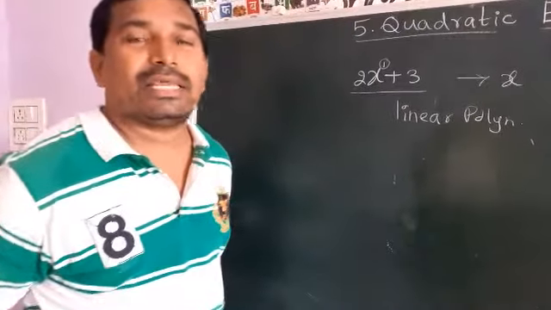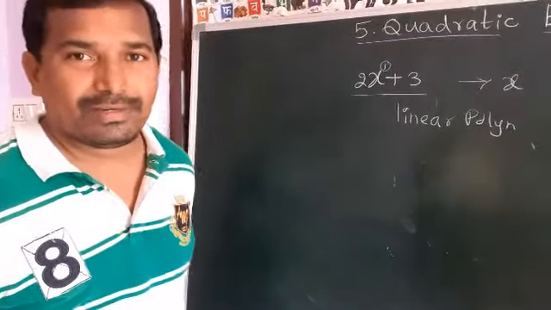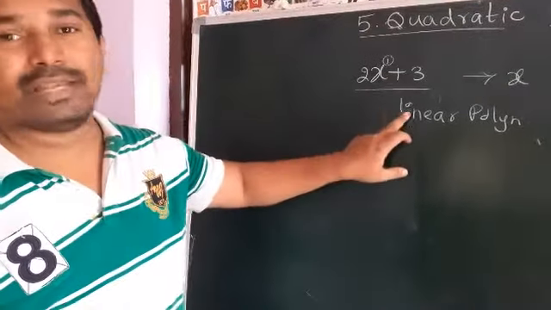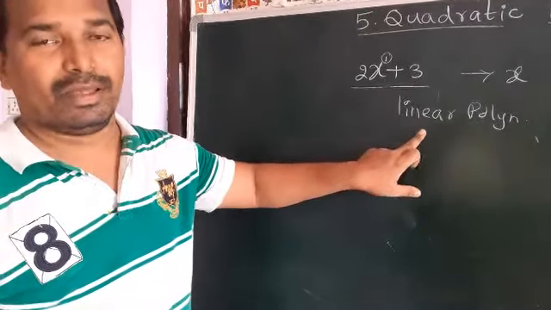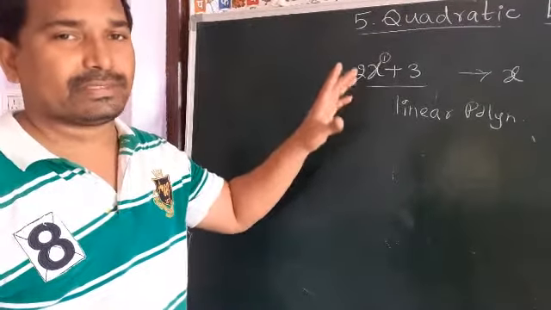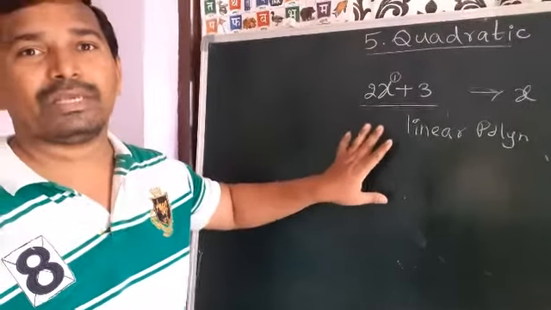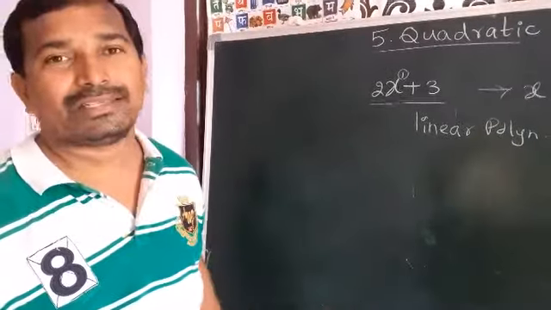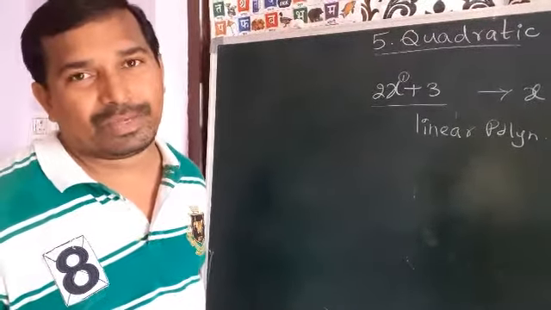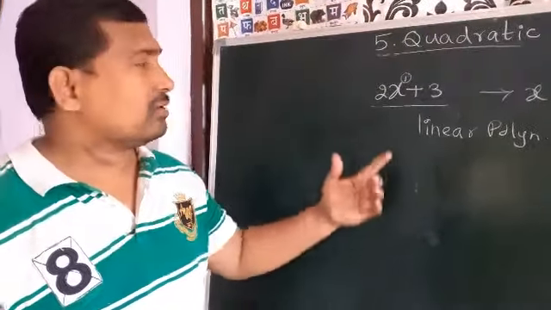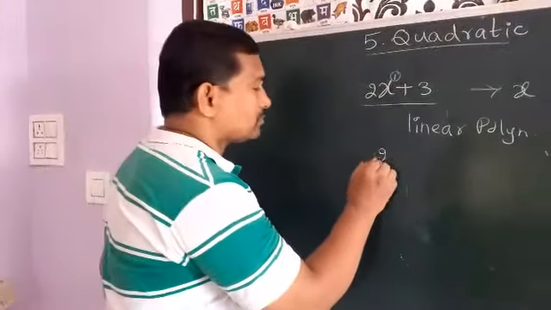When the degree of the polynomial is 1, then the polynomial is called linear polynomial. Already we discussed in the polynomials, when the degree of the polynomial is 2, that polynomial is called quadratic polynomial. So let us take one more.